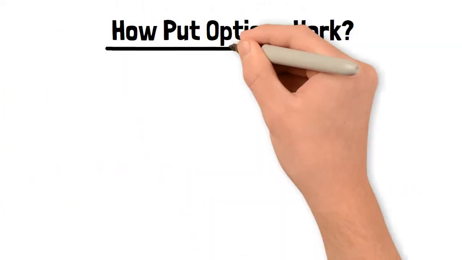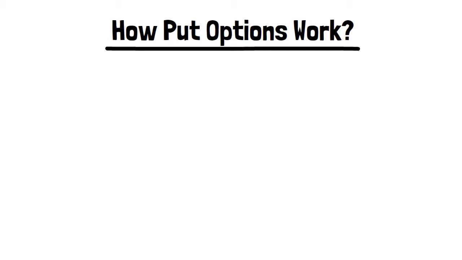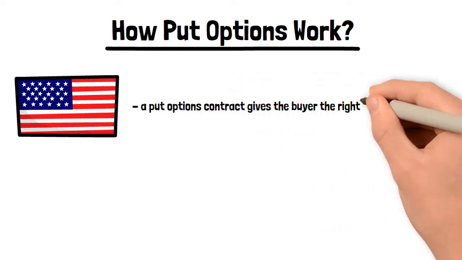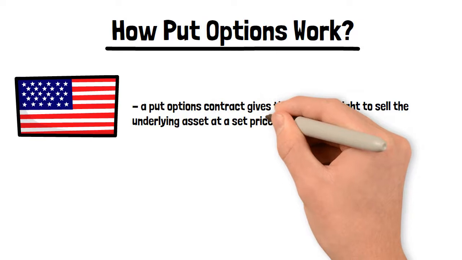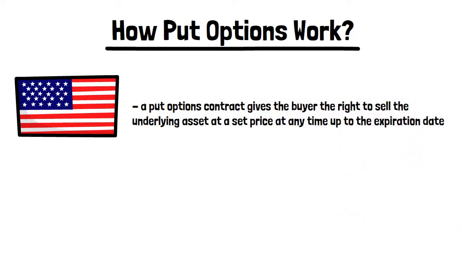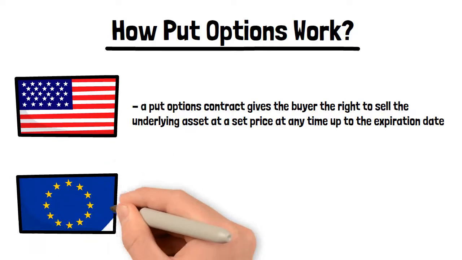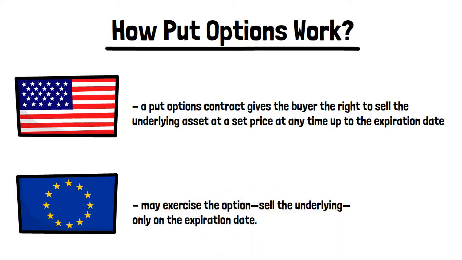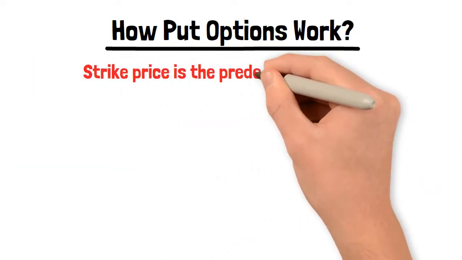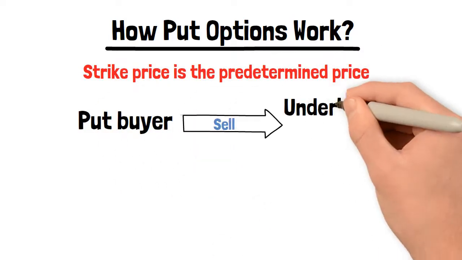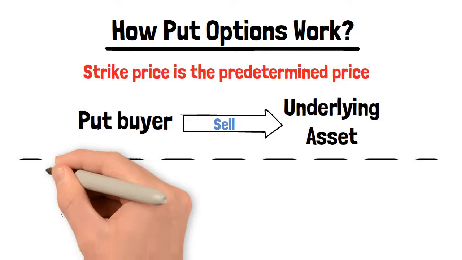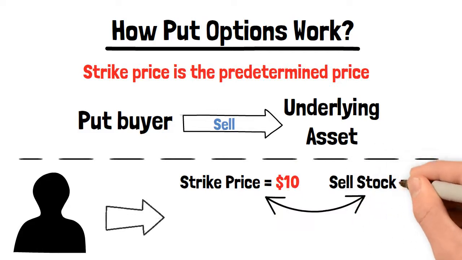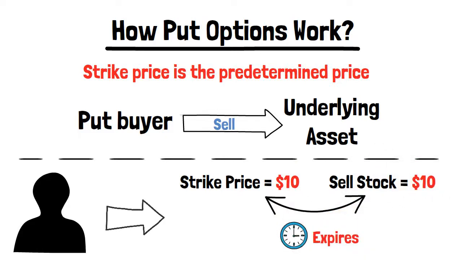How put options work. Put options are the opposite of call options. For U.S.-style options, a put options contract gives the buyer the right to sell the underlying asset at a set price at any time up to the expiration date. Buyers of European-style options may exercise the option, sell the underlying, only on the expiration date. Here, the strike price is the predetermined price at which a put buyer can sell the underlying asset. For example, the buyer of a stock put option with a strike price of $10 can use the option to sell that stock at $10 before the option expires.